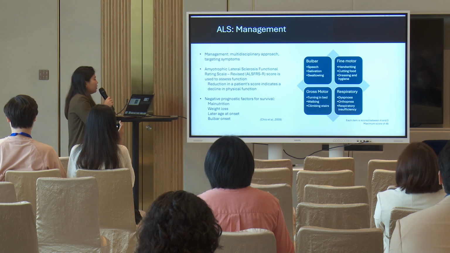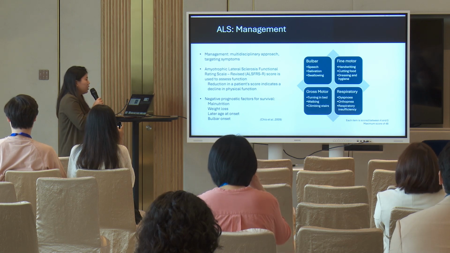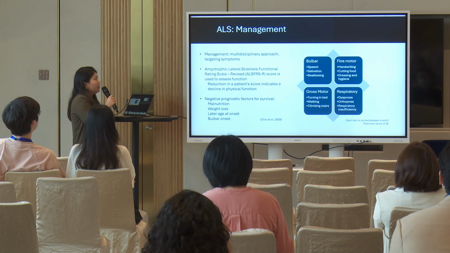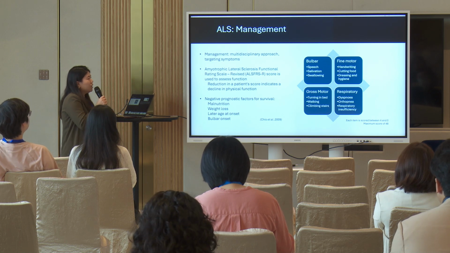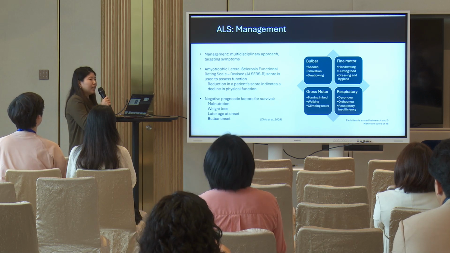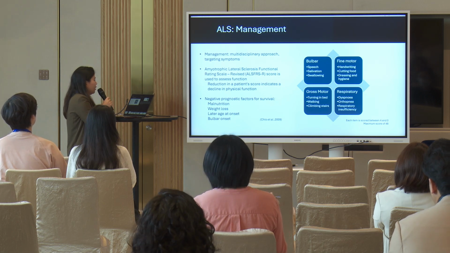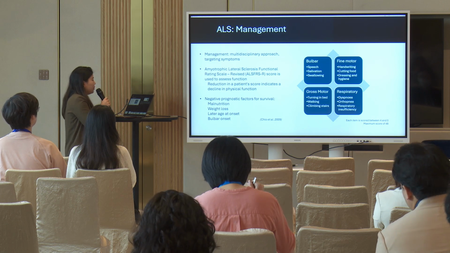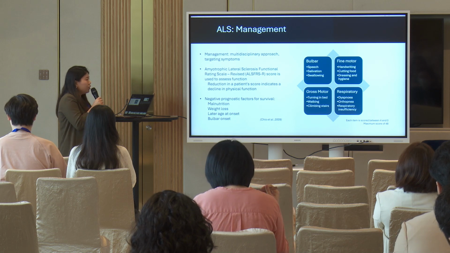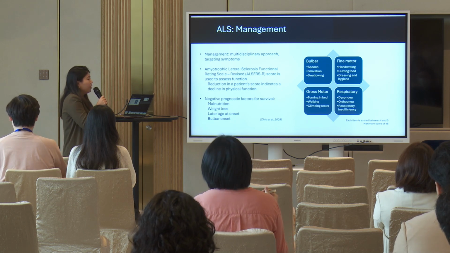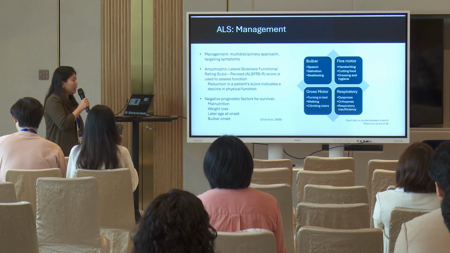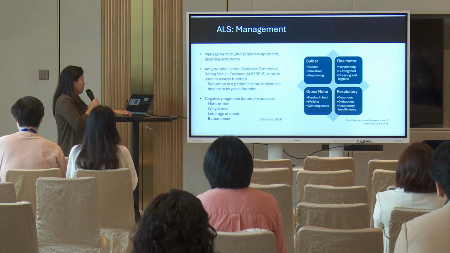Management of ALS is through a multidisciplinary approach targeting patients' symptoms. The ALS Functional Rating Scale, which is the ALS FRS-R score, is used to assess function of patients, and a reduction in a patient's score indicates a decline in physical function. There are 12 items in 4 domains on the right, with a maximum score of 48, where each item is scored from 4 to 0. From the literature, we know that these are the various negative prognostic factors for survival, which include malnutrition, weight loss, later age at onset, and bulbar onset.